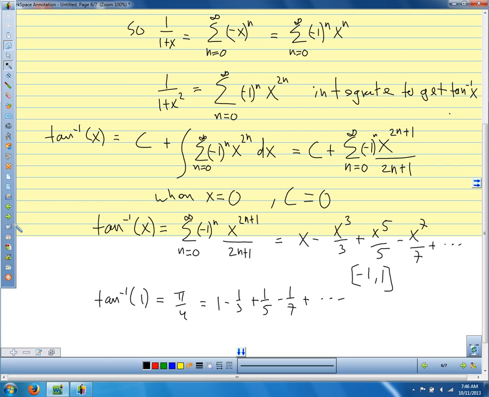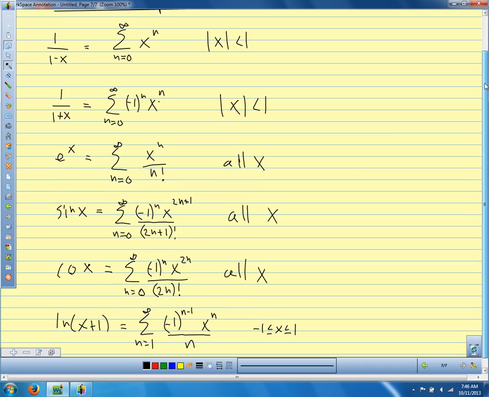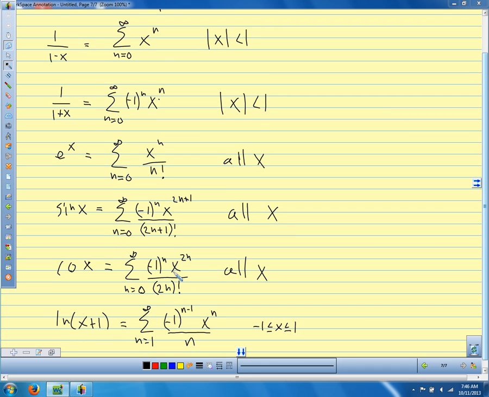So those are some common power series. E to the x and sine and cosine. You'll see a lot. The inverse tangent you'll see a fair amount, but these three are really the big ones that you'll see very frequently. All right, questions? We're down to the wire today.